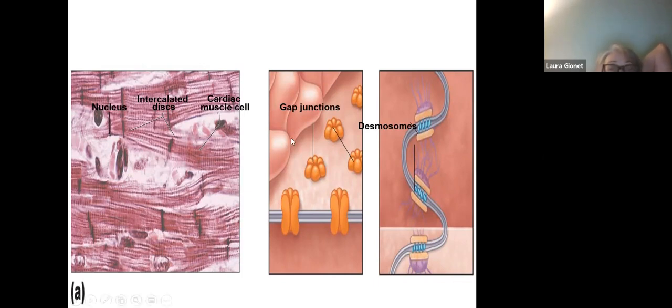In the middle picture, and then the far right picture, is showing you the representation of what a gap junction would look like. It's sort of like a little pore that connects the interior of one cell to the interior of another. And then the desmosomes are these little extra, strong adhesions that intermittently adhere one cardiac muscle cell to another.